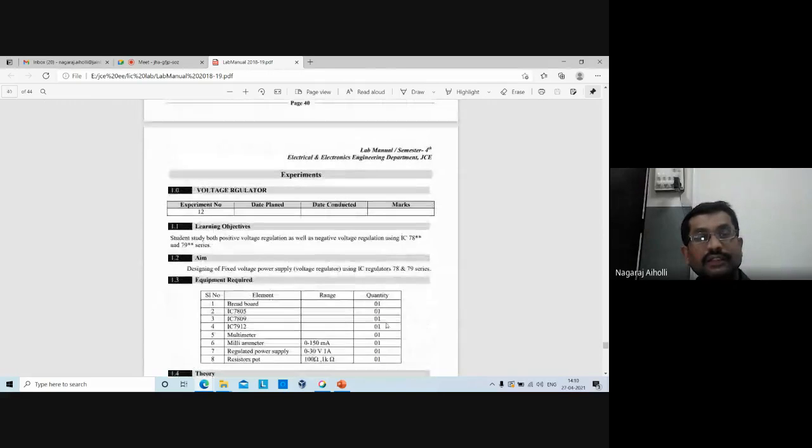Then the last experiment is experiment number 12, that is voltage regulator.